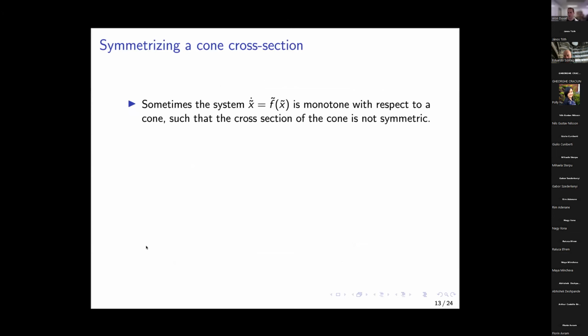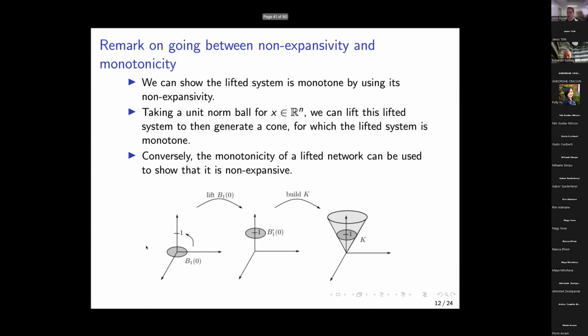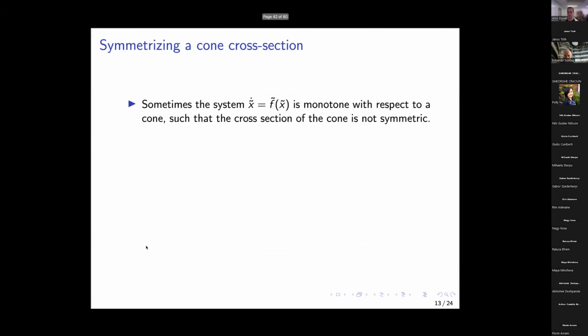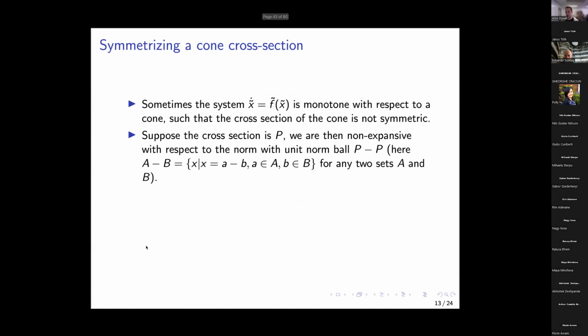Sometimes we'll find a lifted system where, in the previous pictures, the cone was symmetric. Sometimes we'll find a cone that's not symmetric, but this won't be an issue. We can essentially just symmetrize the cross-section of the cone. If the cross-section is a triangle, we'll just take the difference set of this triangle and get a hexagon, which will be a symmetric figure. Here's a little picture of us doing exactly that.